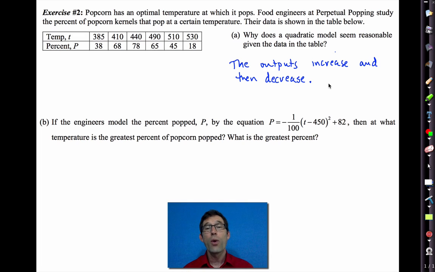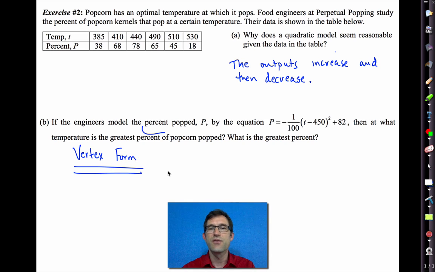All right, well here we have a quadratic in its vertex form. And as we all know, quadratics in their vertex form are very easy to see the turning point. Right here is the temperature where we're going to get the greatest level. So the temperature is 450 degrees Fahrenheit.